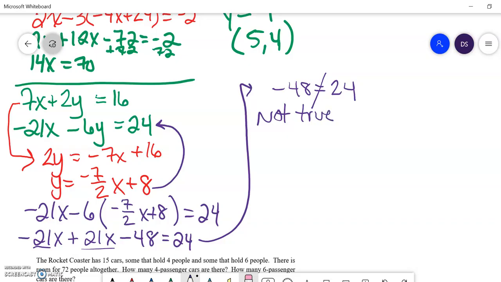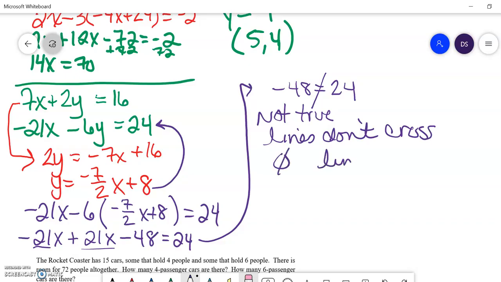what that means to us in terms of the lines crossing is that the lines don't cross. Which would mean there's no solution. And think about what type of lines that don't cross are called. They're called parallel. So if you get an untrue statement, the lines don't cross and they're called parallel.